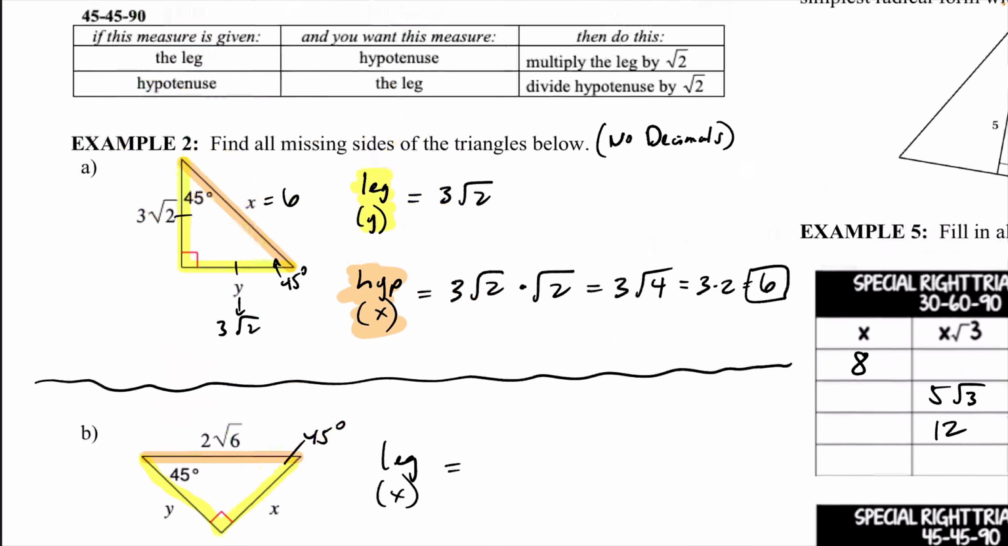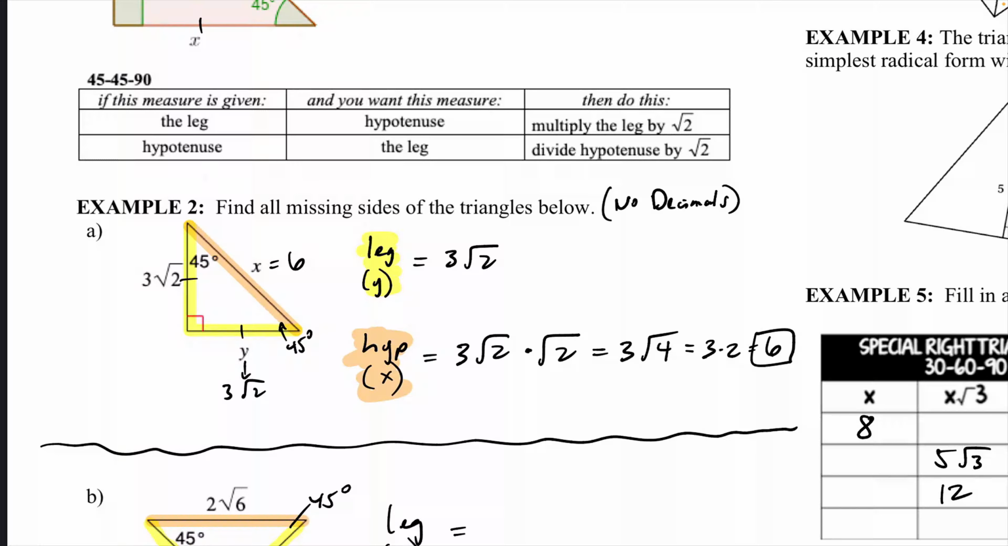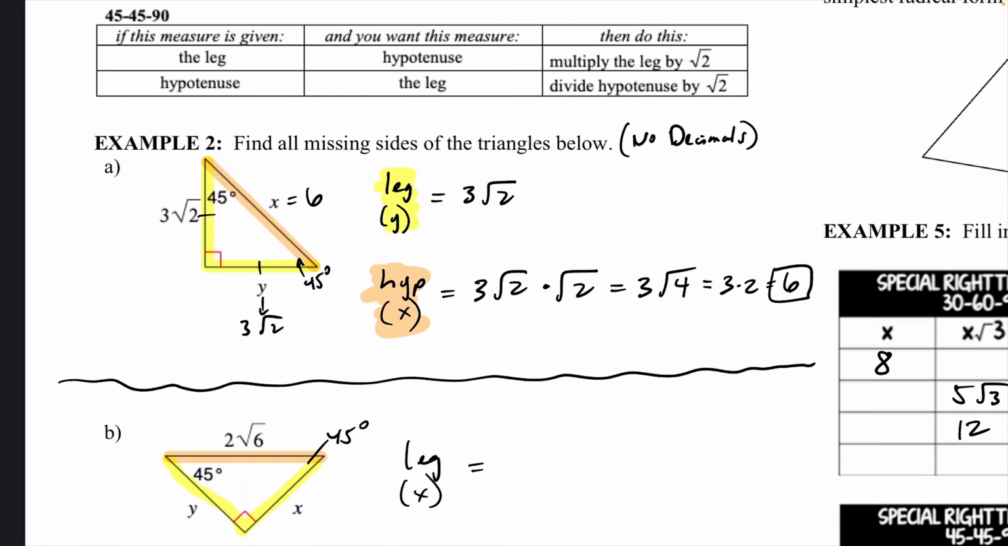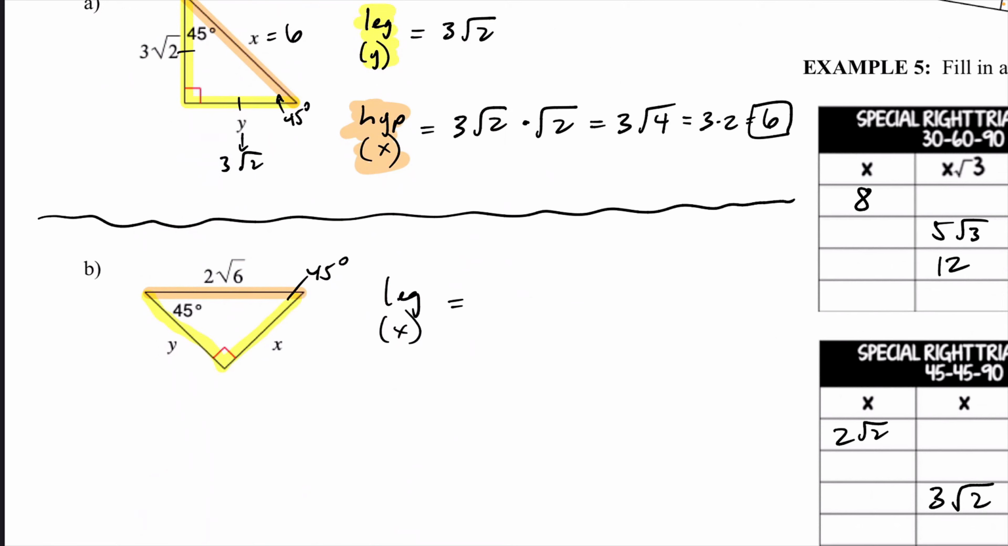So if we have a hypotenuse and we've got to find a leg, we're not going to multiply by the square root of 2. We're actually going to divide by the square root of 2. Okay, so take our hypotenuse and divide by the square root of 2. So we've multiplied roots, right? When they're roots, multiply them. When they're not roots, don't multiply them. How do you think we're going to divide?